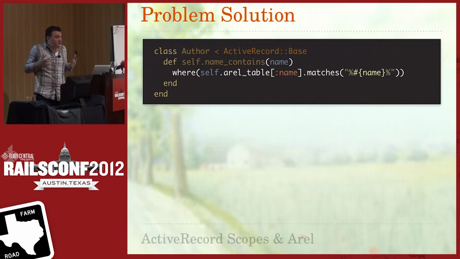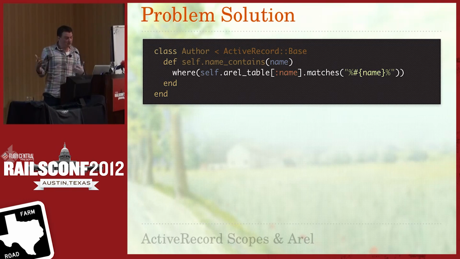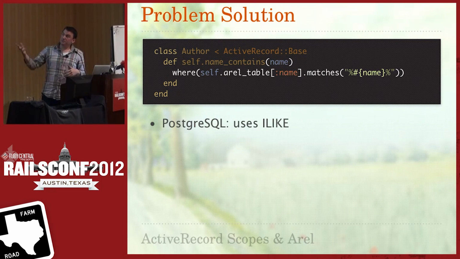All right, so now let's use Arel for that problem scenario that we had earlier. Here we just say Arel table name, because that's the column we want to operate on. And we use matches. Arel provides a matches predicate, a matches method that we can use. And then we just give that the value that we want to match on. In this case, it's just the value that comes in as an argument wrapped in those same % signs. And that's it.